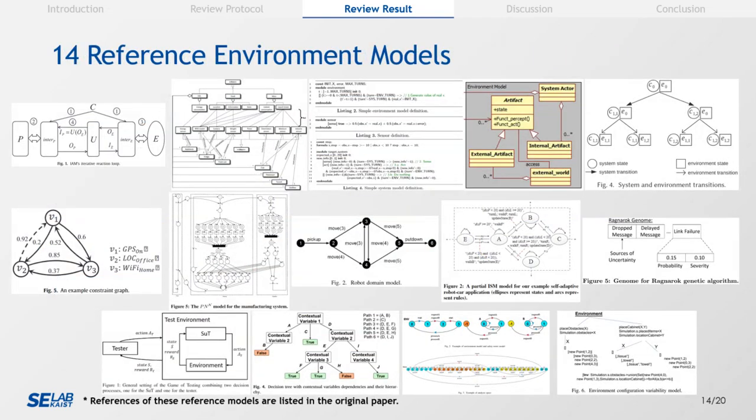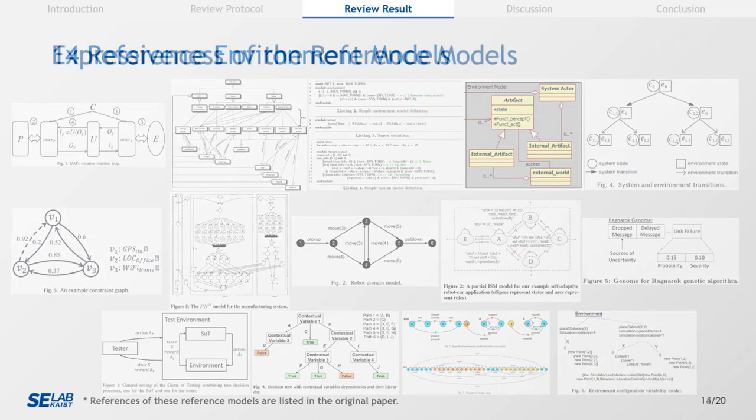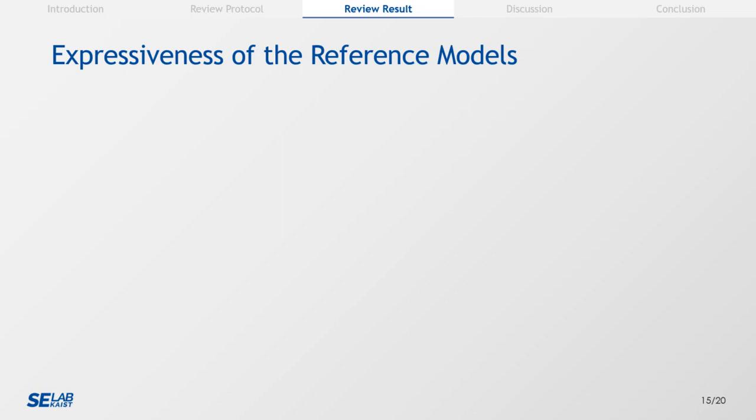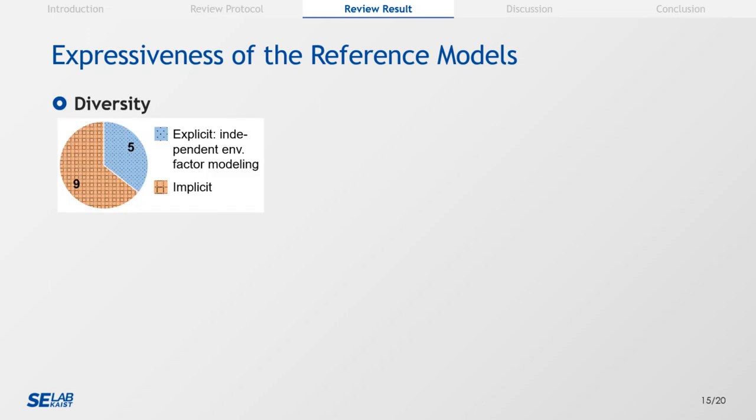To answer RQ3, we found 14 models that explicitly represent the environment of self-adaptive systems. We analyzed their details, but in this presentation, only the diverse expressiveness will be explained in the following page. All of the reference models represent the 5 characteristics that we found, but their expression methods were diverse. For diversity, most of the models implicitly assume that diverse factors can be modeled in the environment, but only 5 models show independent environmental factor modeling explicitly.